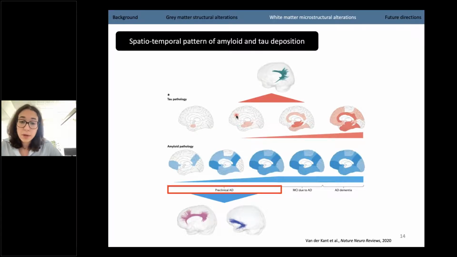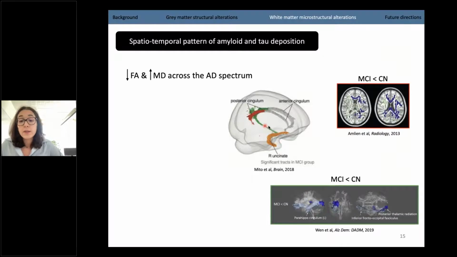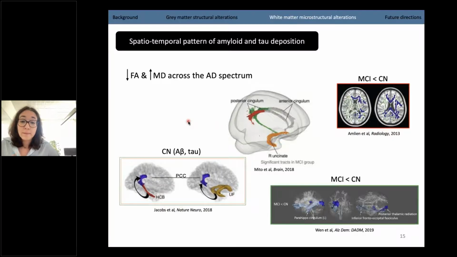And all those bundles or those brain regions have been shown to be affected across the spectrum of Alzheimer's disease. But a lot of the work had focused on comparing, let's say, cognitively normal adults with MCI or AD patients. And across the disease, we see a typical pattern of white matter degeneration that would be captured by a decrease in fractional anisotropy and increase in mean diffusivity. But focusing on the preclinical or the early stages of the disease, it's not so clear how microstructure and pathology might be related together. So this is really what we wanted to target here.